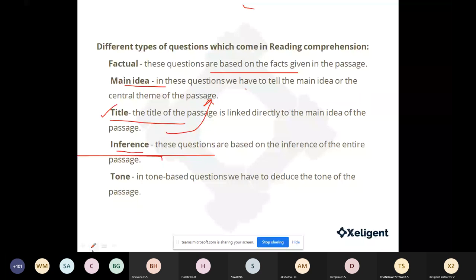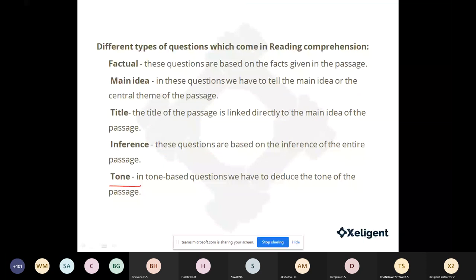And then finally we have tone. Tone based question: what is the tone of the passage, or what is the mood of the author? Both are the same kind of questions. You need to find out the tone or mood of the author. There are a lot of options here, so you'll be given options to find out the tone or mood of the author. First, we will take one tone. That's not given in the slide. You can make note of this.